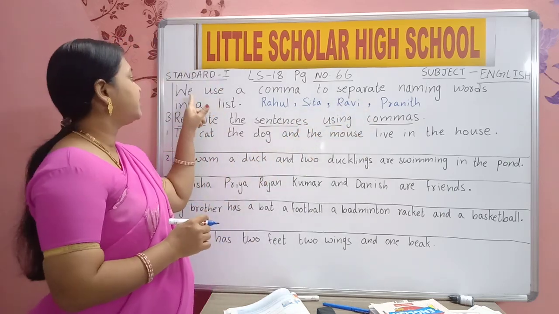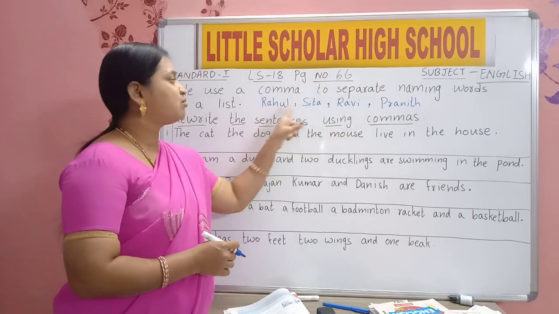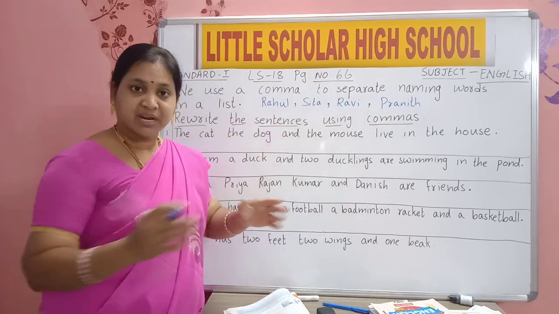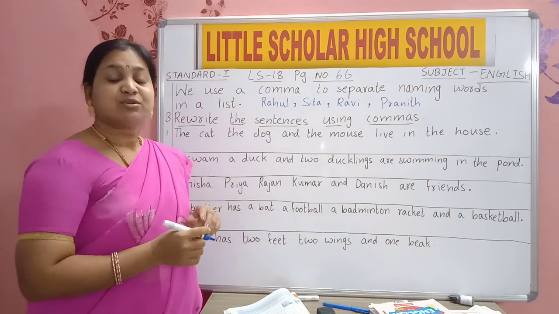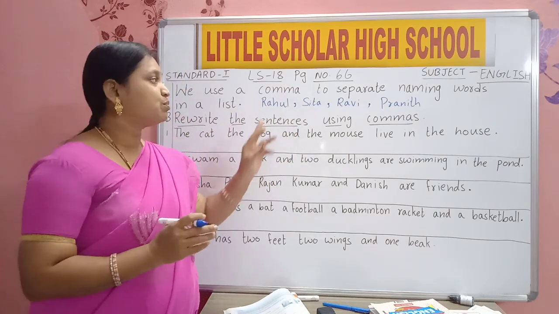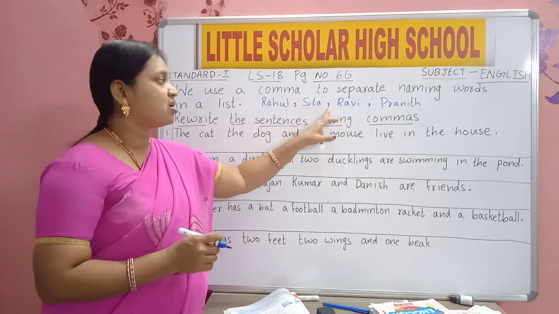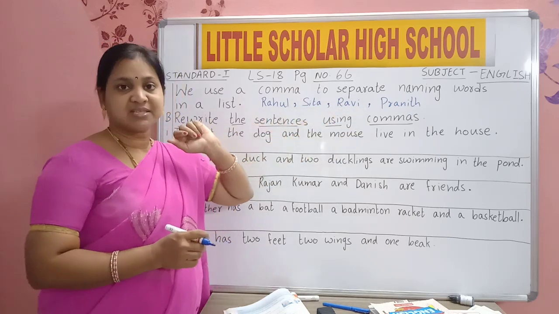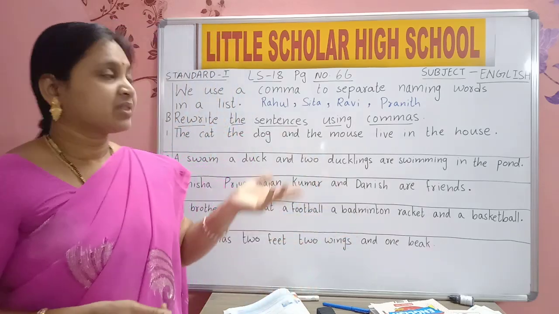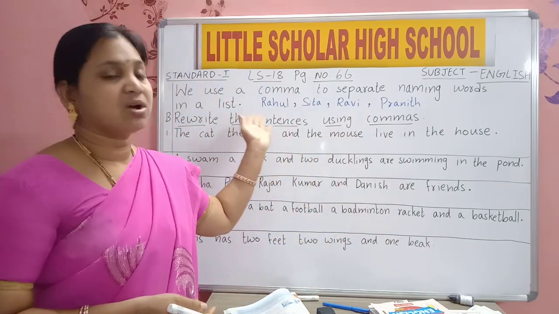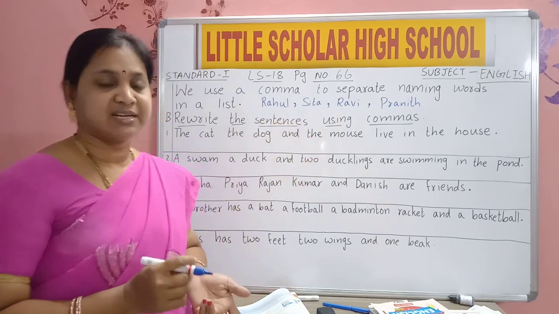That is given here. We use a comma to separate naming words. These are naming words. To separate the naming words, we put a comma in between: Rahul, comma, Sita, comma, Ravi, comma. And at the end of the sentence, we put a full stop. These all are my friends. You will write and put a full stop at the end of the sentence.